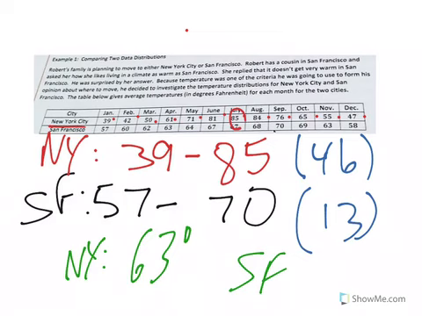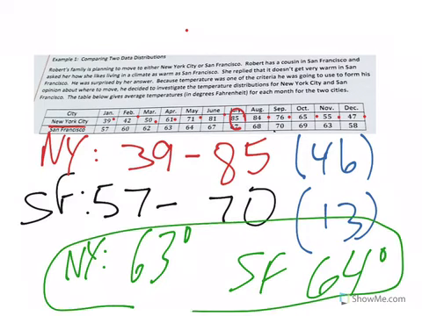For San Francisco, if you add all those up and divide them by 12, the average temperature is 64 degrees. So if we look at the average temperature, it looks like New York and San Francisco have about the same temperature and about the same weather across the entire year. But because we looked at the data and asked, what does that really mean, right? We know that's not the case at all.